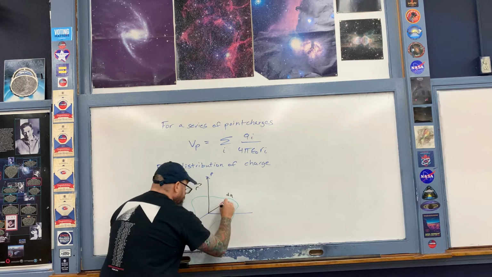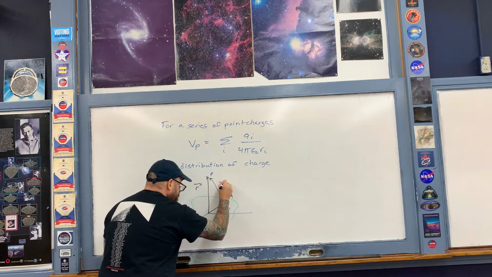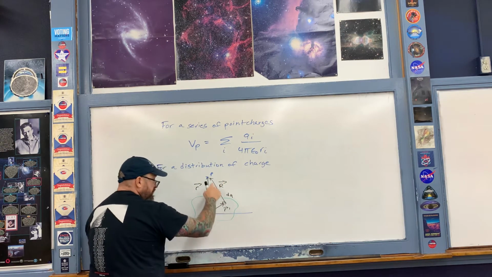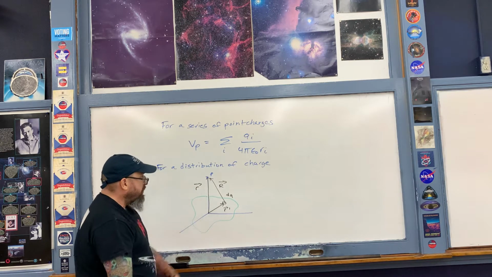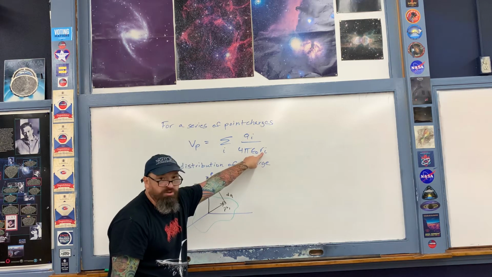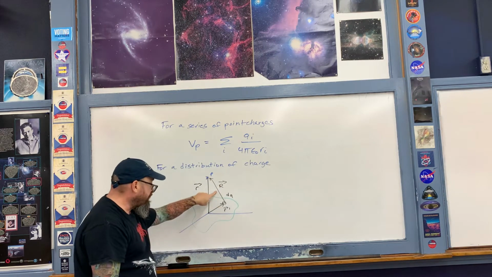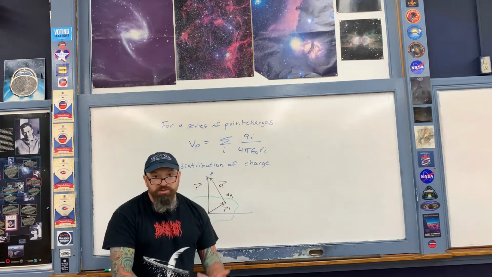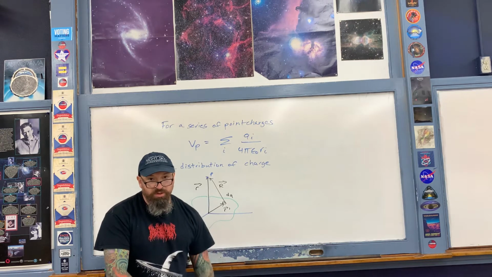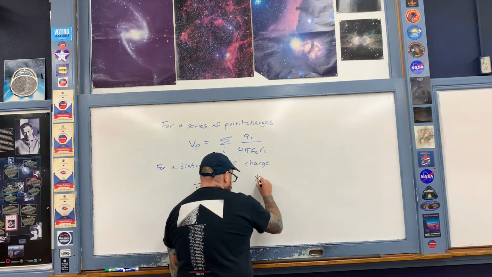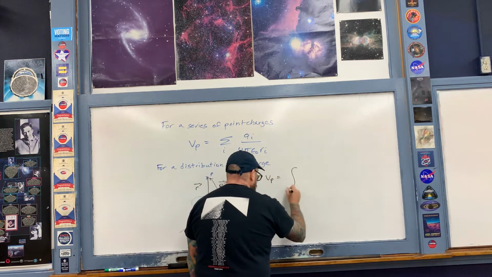And then the last vector on this diagram is capital R like so, which goes from the little dq to point P in space. What we need is the magnitude of that vector. We're going to replace the little r sub i here with capital R's magnitude using the notation that we've already seen from chapter 21. So then therefore, potential at point P is the following integral.